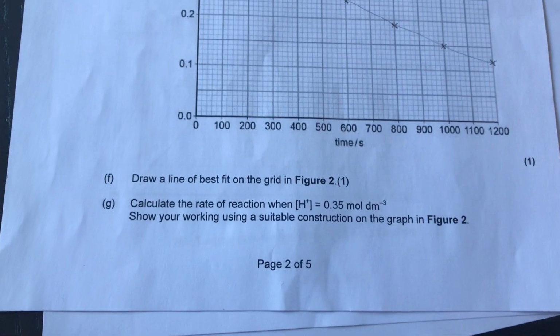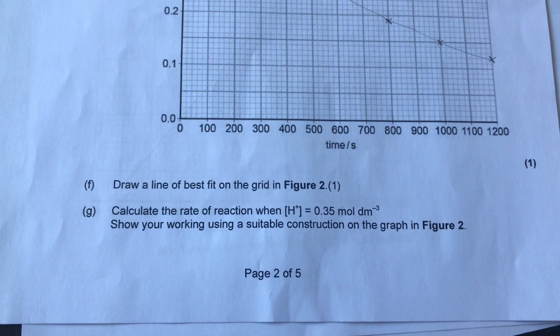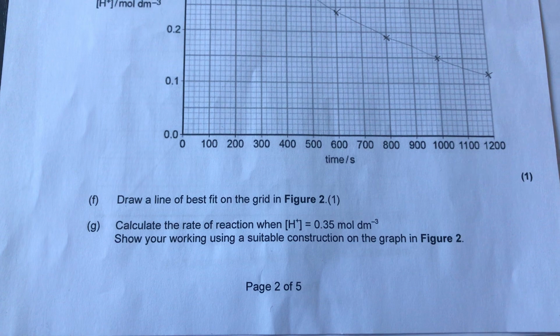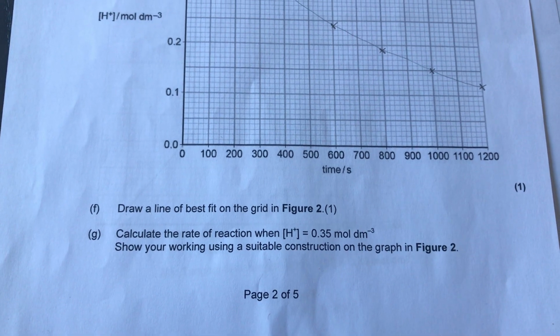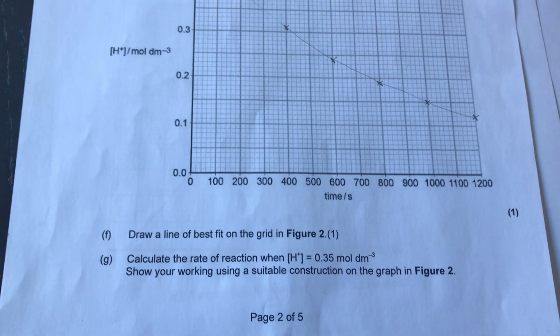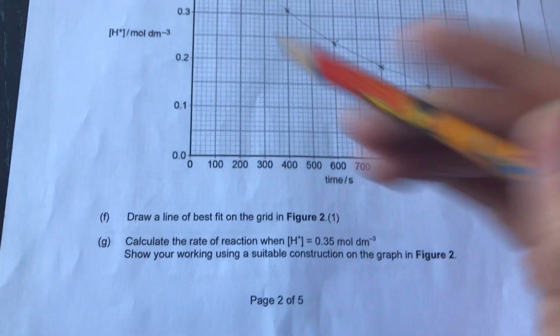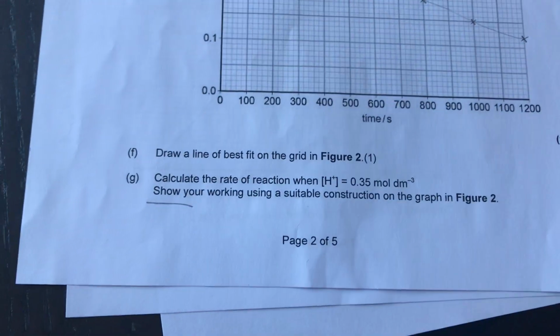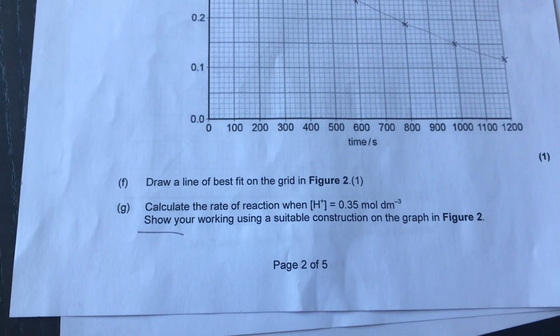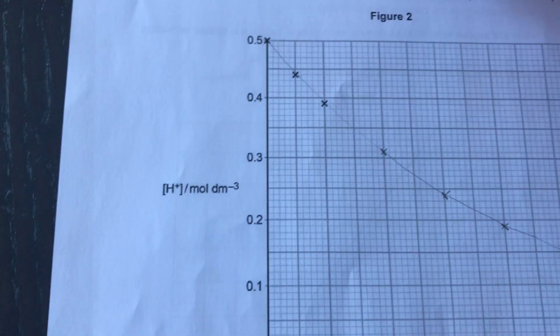Finally, it says to calculate the rate of reaction when H plus equals 0.35. Show your working using a suitable construction on the graph, which means that you must draw on the tangent because it tells you to show your working on the graph. So you can't just do a calculation, pick some points and do a calculation.